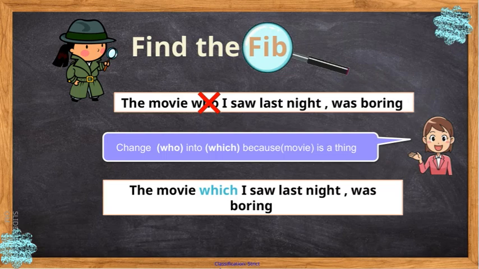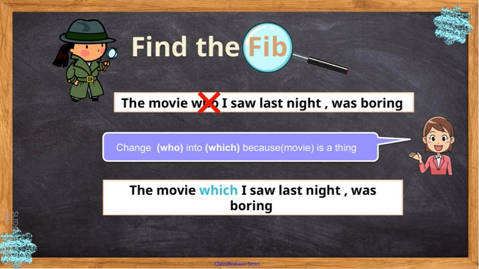Now let's look at this example. The movie which I saw last night was boring. Notice how we use which instead of who because we're talking about a thing, a movie. The original sentence says the movie who I saw last night, but that's not quite correct. Since movies are objects, not people, which is the proper relative pronoun to use here. So the correct form is the movie which I saw last night was boring.